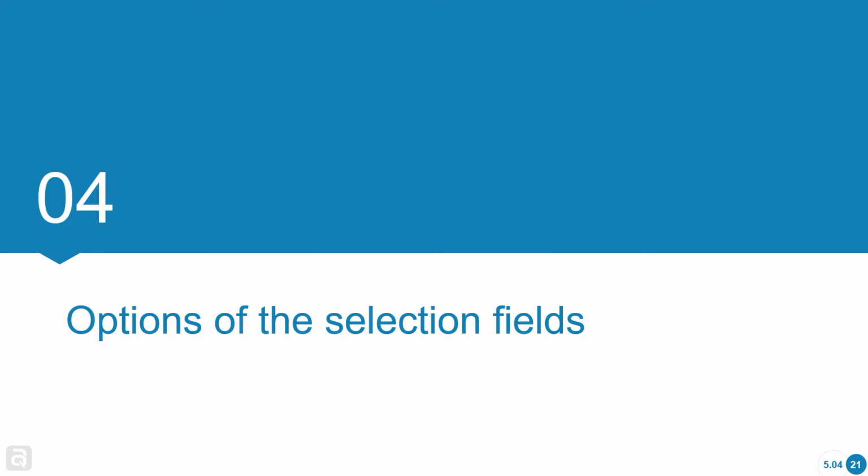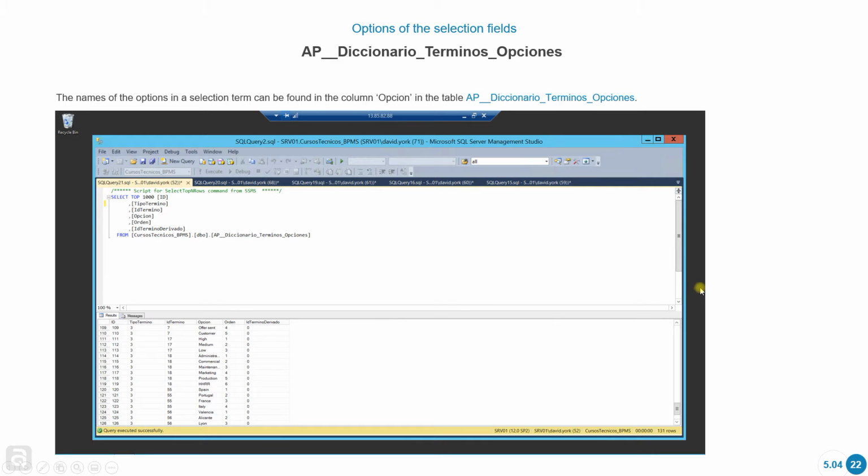Options of the selection fields. Now we already saw that when we entered the table panel ID, we were able to find several general fields and system fields, but we weren't able to find the options in a simple selection field. In order to do that, we're going to have to go to another table.